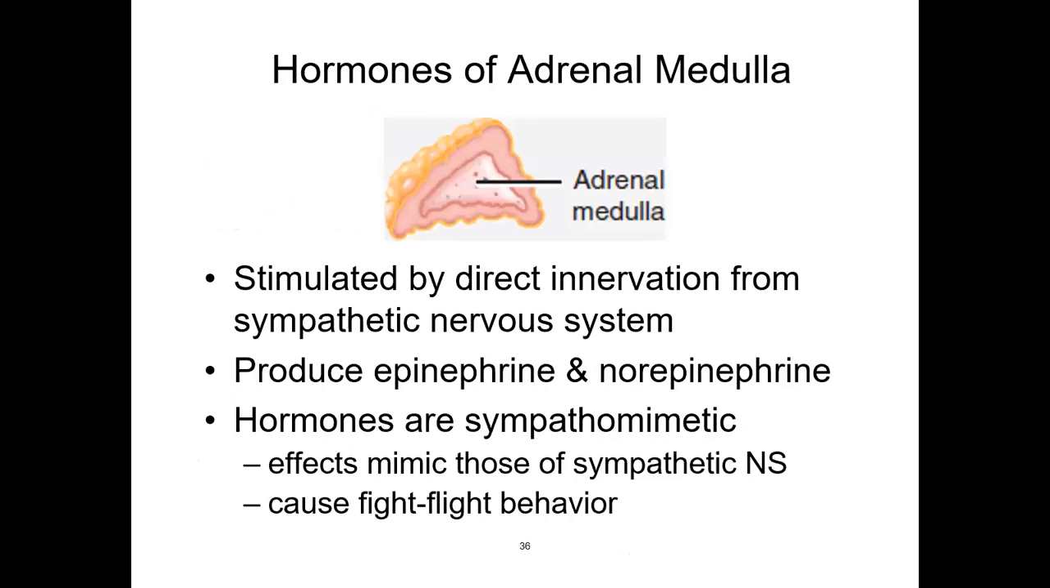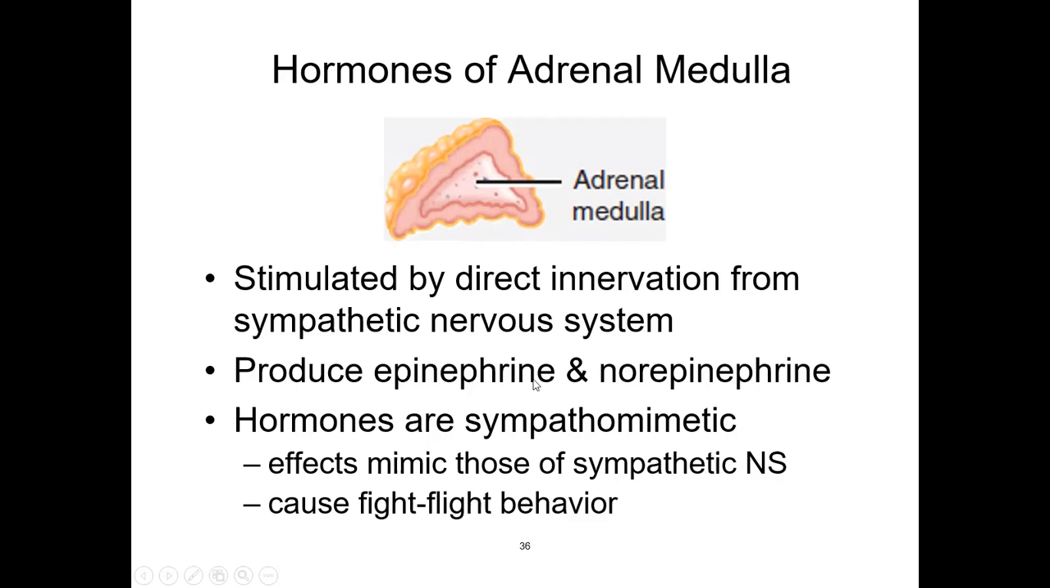The adrenal medulla, totally different ball game. No steroids are made here. The hormones that are made here are epinephrine and norepinephrine, and norepinephrine is identical to the neurotransmitter from the sympathetic division of our nervous system. The adrenal medulla is under the control of the sympathetic division of the nervous system. So nerve endings come to this medulla and stimulate the release of epinephrine and norepinephrine hormones.